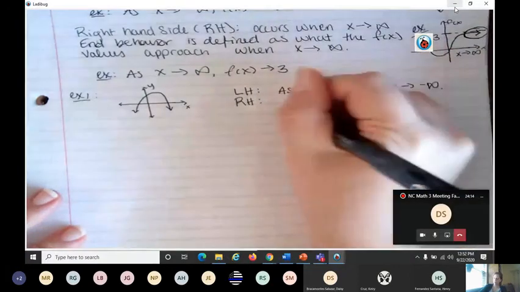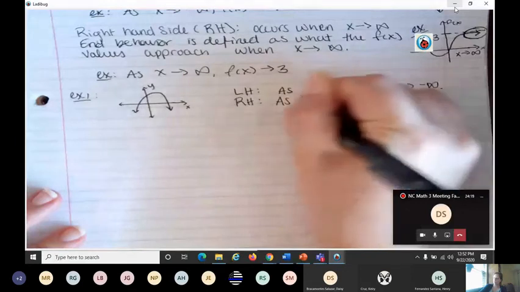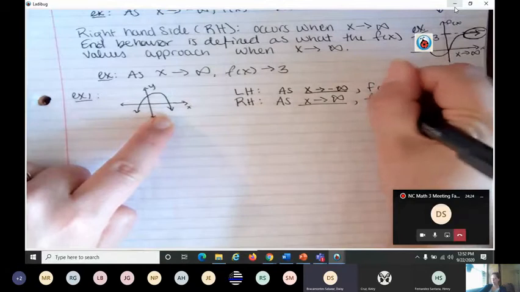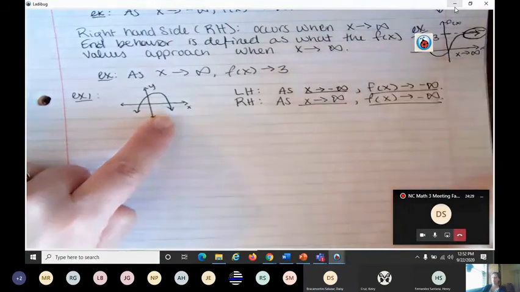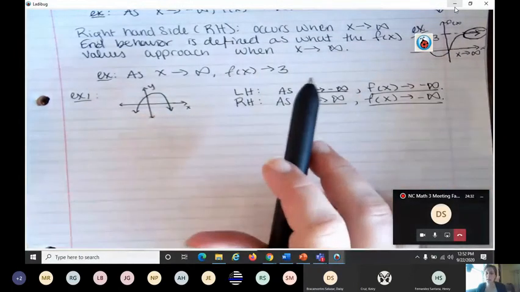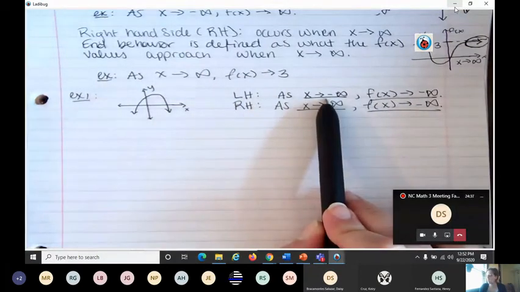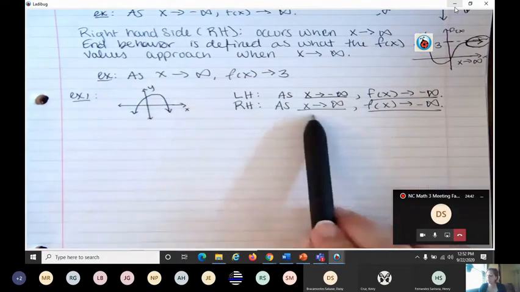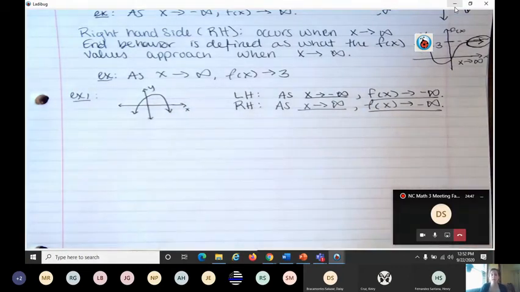Okay, and let's do the right-hand side. For the right-hand side, our x's are always going to be approaching positive infinity. What are my f of x's doing? They're also going down. Yeah, good. So for the left-hand behavior, thank you so much, Daisy, that was perfect. As the x's are approaching negative infinity, my f of x's were approaching negative infinity. With my right-hand side, as x's were approaching positive infinity, my f of x's were going down. They were approaching negative infinity. Very good. We're going to do another one.